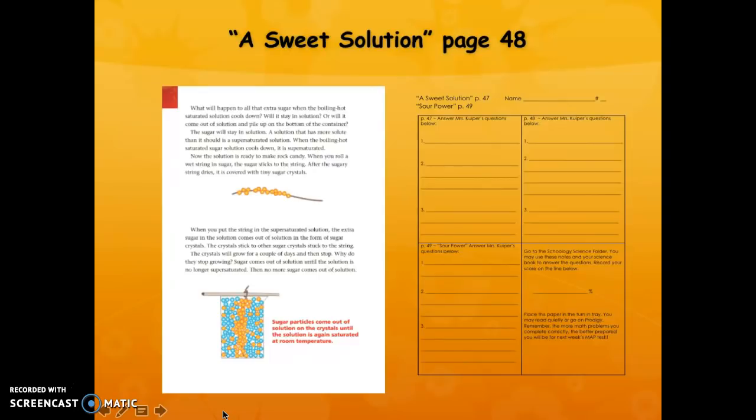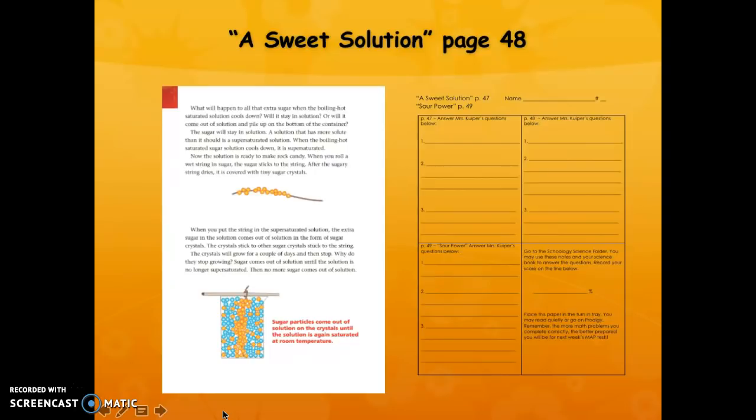When you put the string in the supersaturated solution, okay, remember we talked about that with the nitrogen in the blood. When you go way deep in the water, you have so much nitrogen in your blood that your blood becomes supersaturated. So in this example, the extra sugar in the solution comes out of solution in the form of sugar crystals. The crystals stick to other sugar crystals stuck to the string. So continuing with the last paragraph, the crystals will grow for a couple of days and then stop.